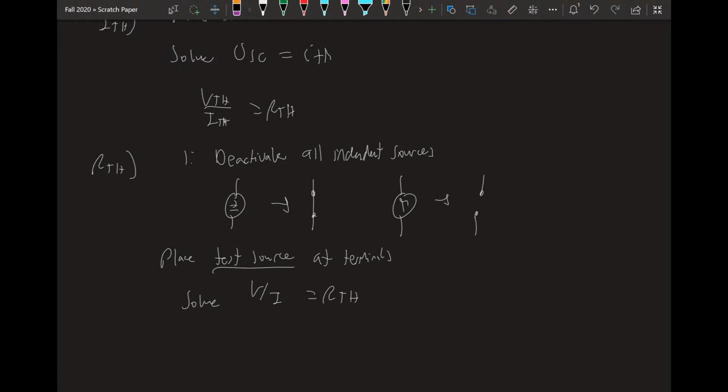So any questions? First of all, have you guys seen this before? And any questions over how you solve for Thevenin, or what a Thevenin equivalent is? All right, that's what to know. I'm going to move on. So let's do an example.